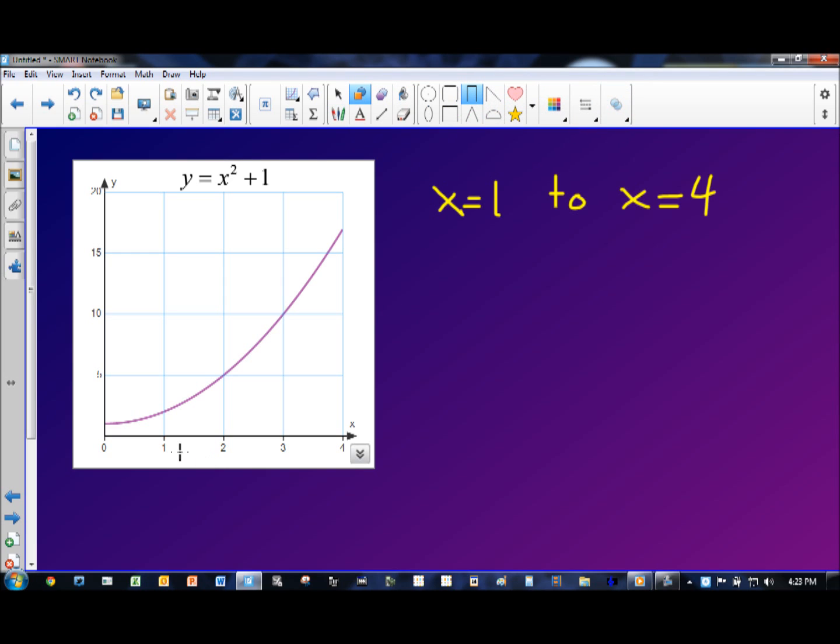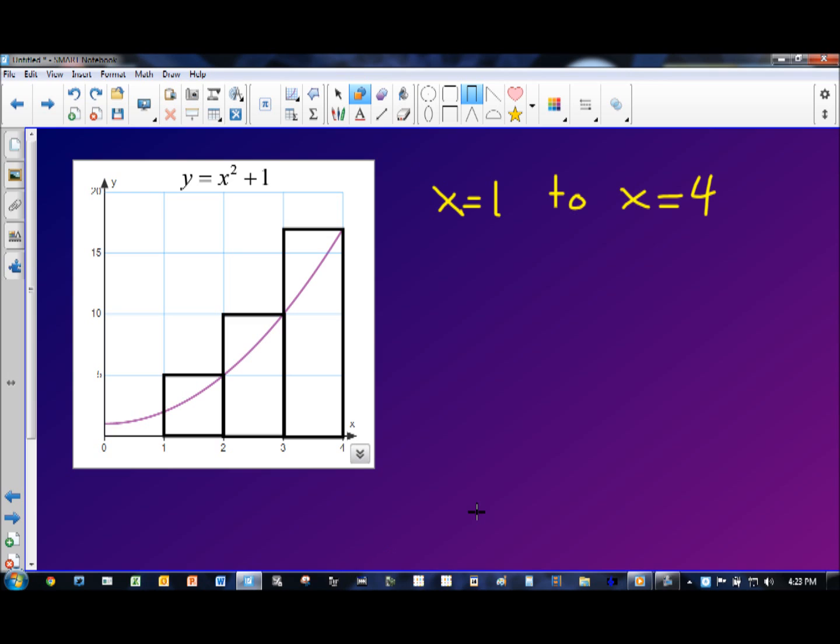Here are my rectangles. I'm going to draw one here. And I'm going to draw these rectangles in such a way that the top right corner touches the graph. So my estimate is going to be a little bit larger than the actual area.